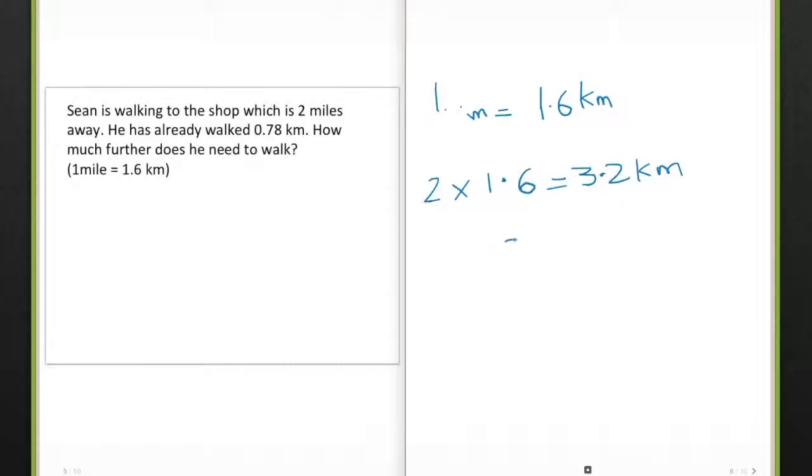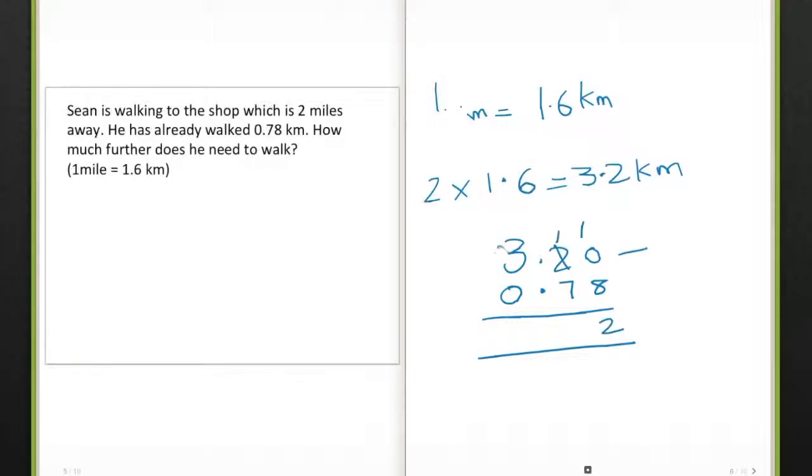So 3.20 take away 0.78. Remember, decimal points like shirt buttons. And the answer is 10 take away 8 is 2. 11 take away 7 is 4. And 2 take away nothing is 2.